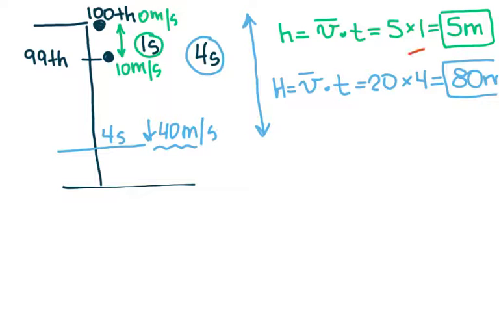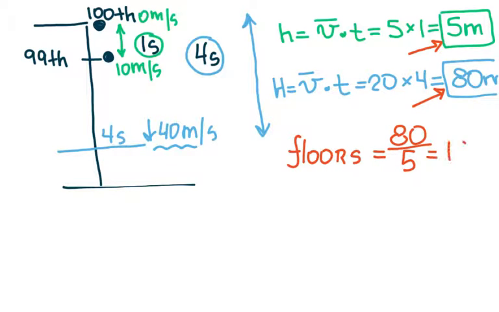But 1 story is 5 meters and it will travel 80 meters. So how many stories does it travel? If I want to calculate how many stories it will travel, then I can say that the number of floors it travels is 80 over 5, which gives me 16 stories.